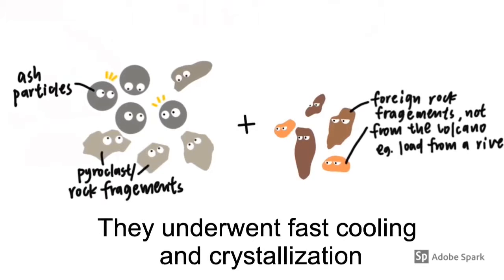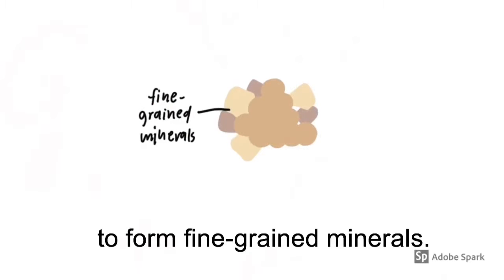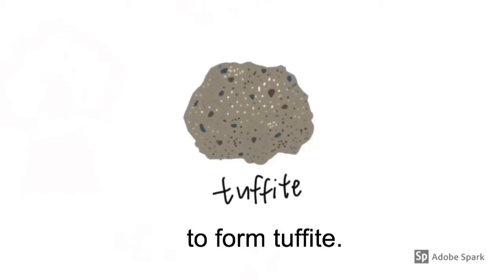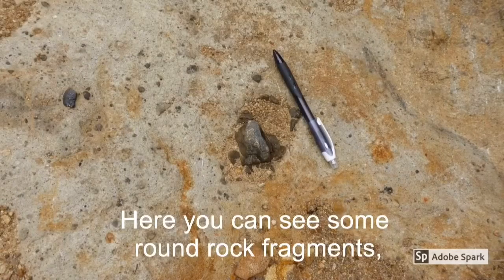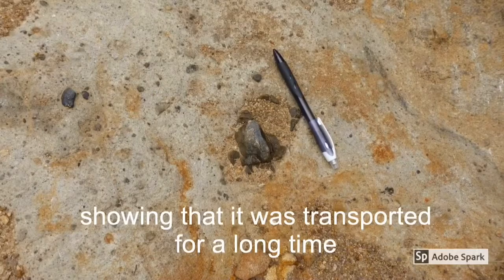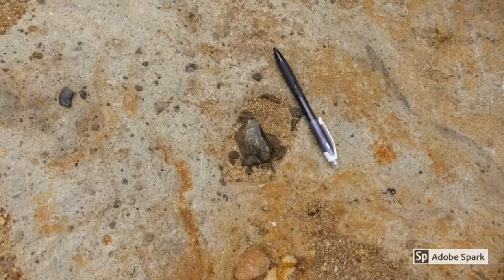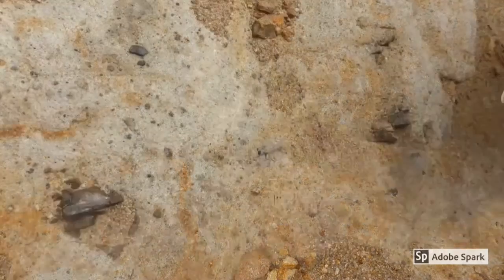They underwent fast cooling and crystallization to form fine-grained minerals. They aggregated and the lava glued them together to form tuffite. Here you can see some round rock fragments, showing that it was transported for a long time to the place where volcanic eruption happened. This is a sign indicating that there are some kind of foreign sedimentary materials.